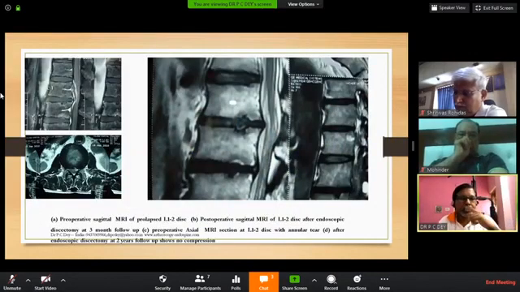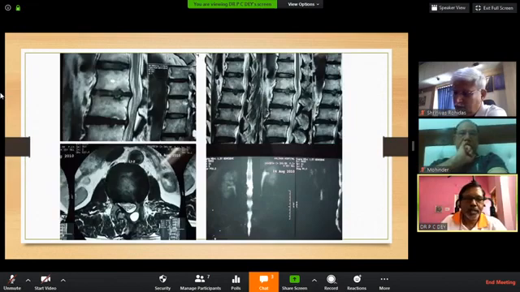So this is the post-op MRI. This is the pre-op disc herniation, a huge disc, and the post-op MRI. There is a complete removal of the disc, and there is a shrinkage of the annular tissue. And this is the post-op again. There is a white glistening structure here in the axial view.